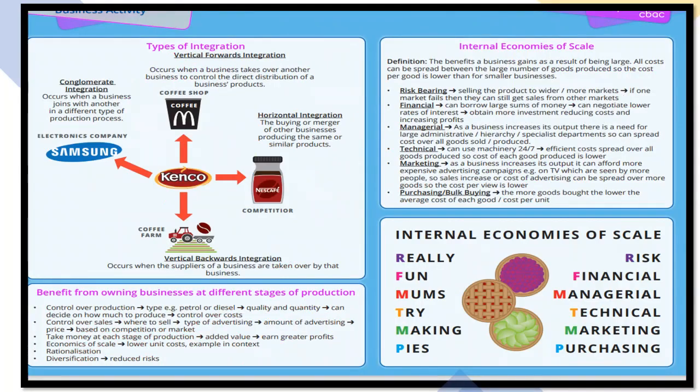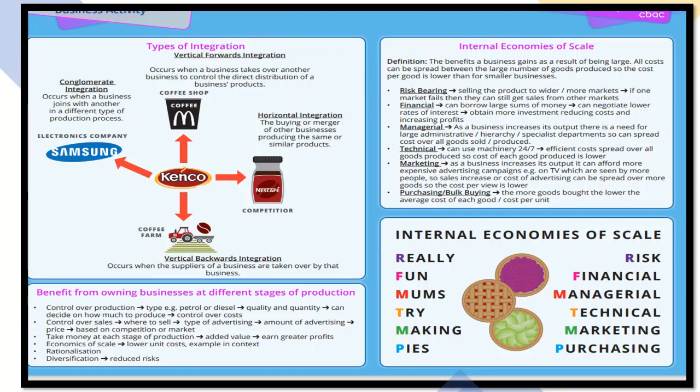Okay, so different types of integration. You've got vertical forward integration, horizontal integration, and vertical backwards integration. Vertical forward integration occurs when a business takes over another business to control direct distribution of the product. So, for example, Kenco may be buying McDonald's in order for them to just sell their product.